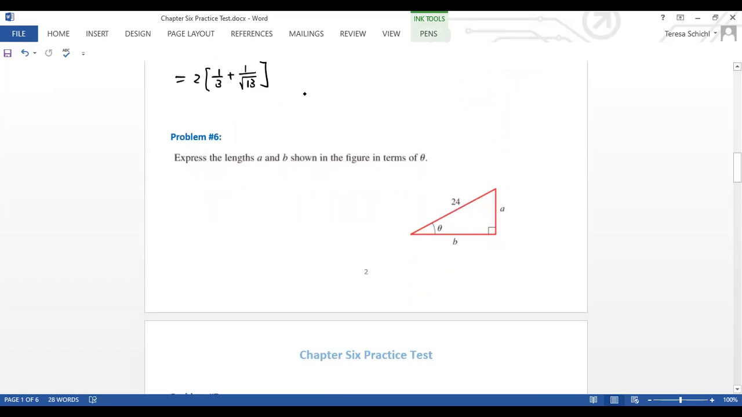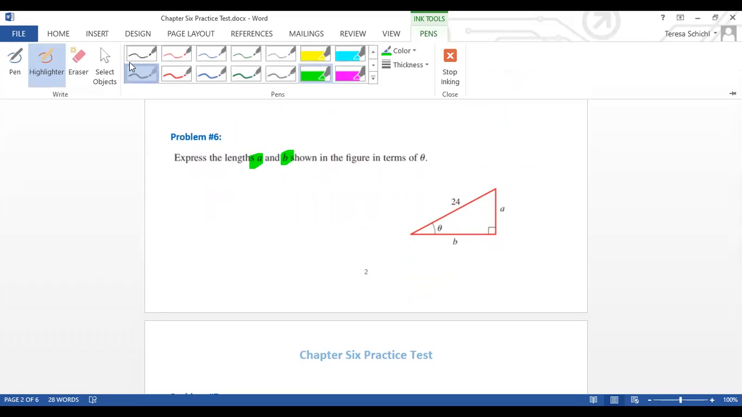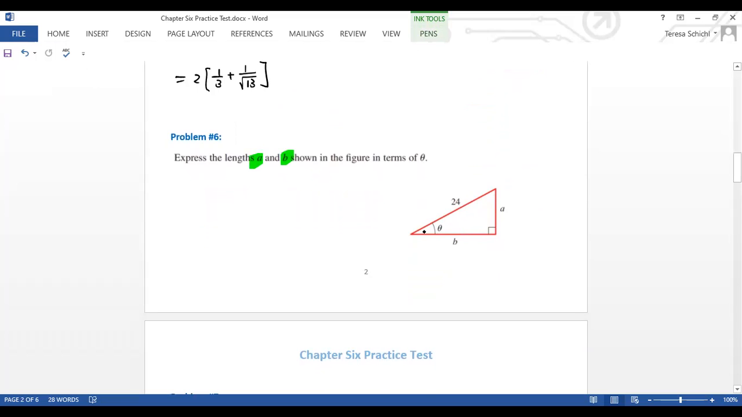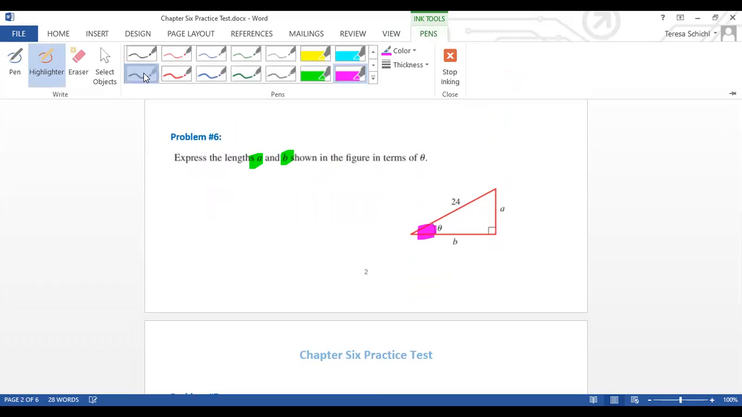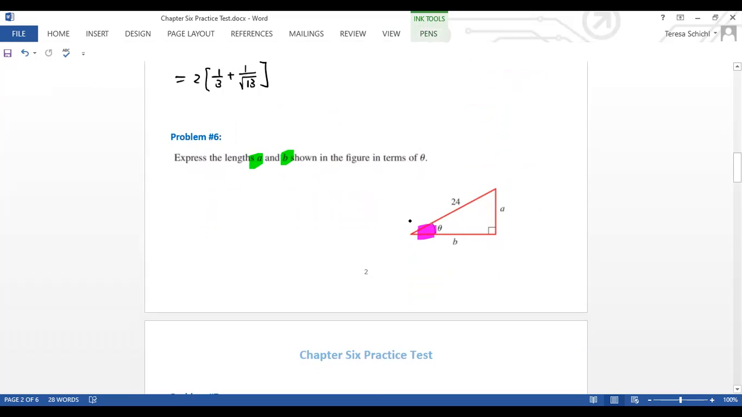Then this one here, they say express the lengths A and B. So I want to find A and B, the lengths, in terms of the angle theta. So this is my angle. Let's take a look at A. A is the opposite side, so I can say sine theta is equal to A over 24. Then you cross multiply, so A is equal to 24 sine theta.